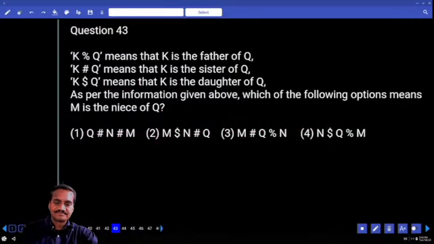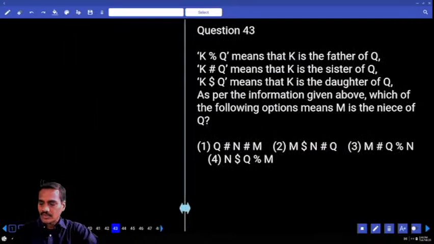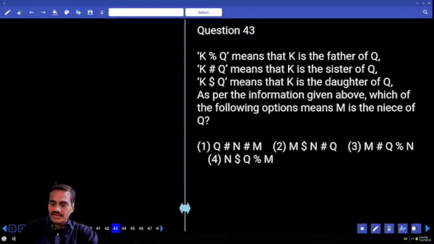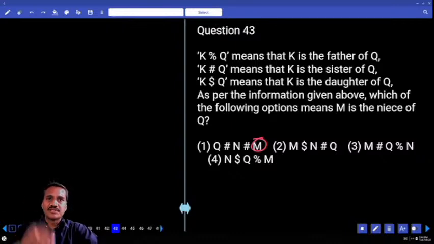Then 43. Which of the following options means M is the niece of Q? M is the niece of Q. Now here M is at the last place. As M is at the last place, the gender of this M cannot be identified. Here N hash M comes. N hash M means N is the sister of M. How is this M related to N? That cannot be drawn, isn't it? And the last person's gender cannot be drawn. Hence choice 1 is ruled out. Then this is also ruled out.